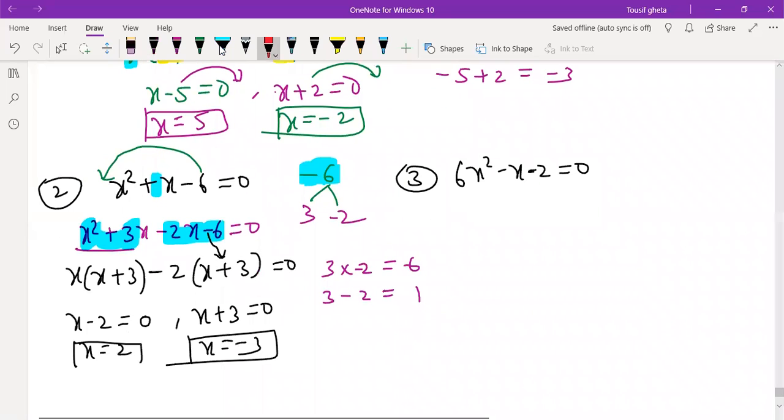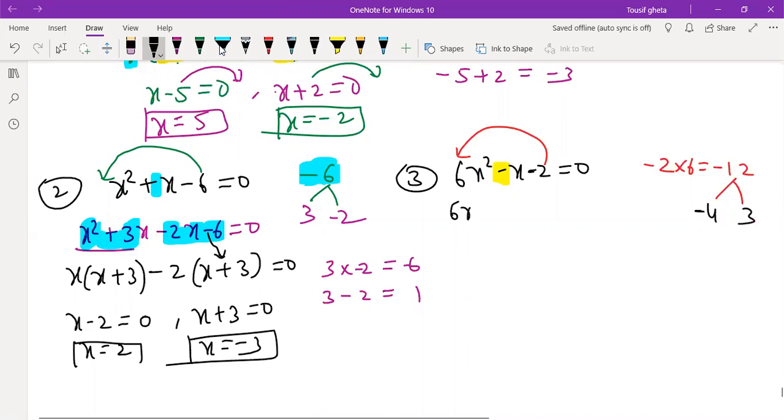This is, again, on your screen: 2 sixes are 12, and minus 2 into 6 will get minus 12. We need minus 1. What we need? Minus 1. So you can take 4 threes are 12. I need minus 1, so I will give minus 4 plus 3. 6x square minus 4x plus 3x minus 2 equals 0.